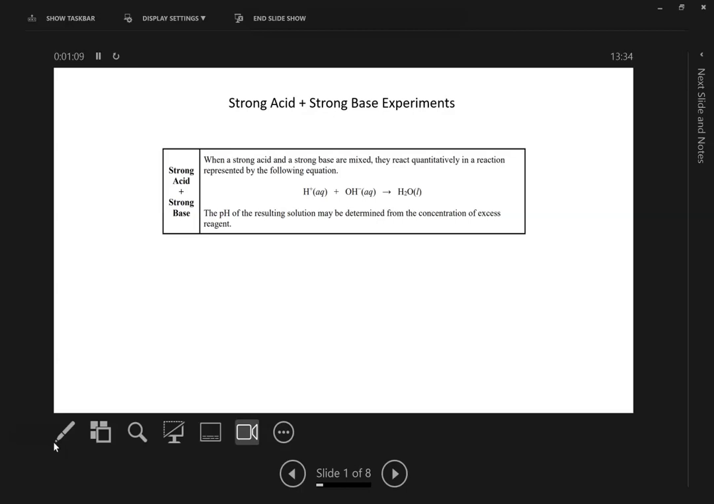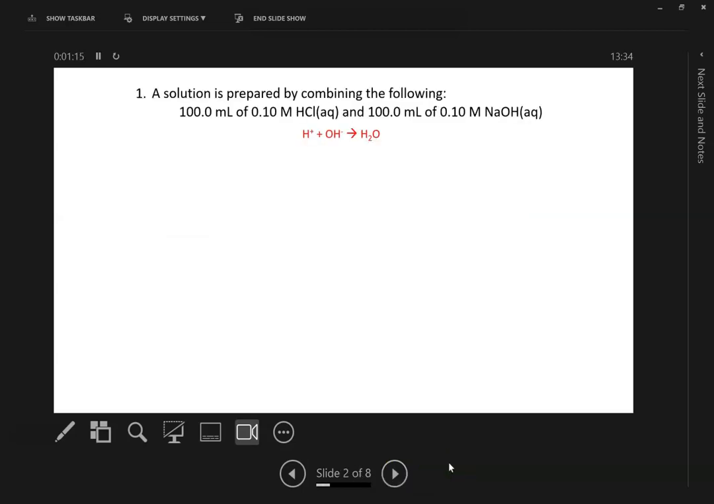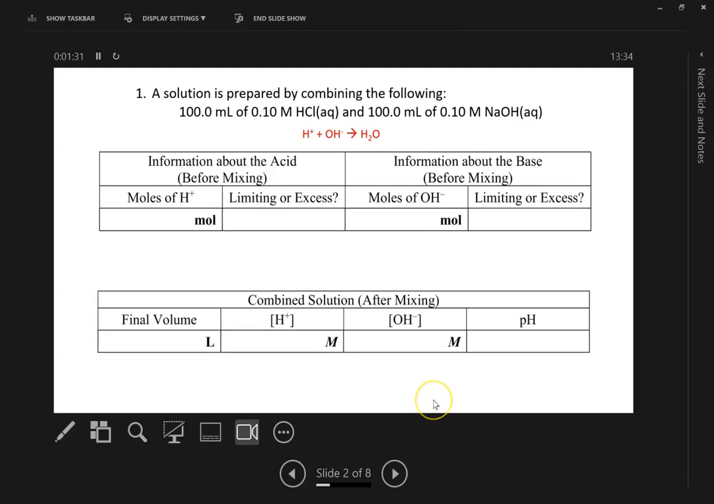Let's just take a look here at what we've got. First one, a solution is prepared by combining 100 milliliters of 0.1 molar HCl and 100 milliliters of 0.1 molar NaOH. And our reaction right there is in red. H plus and OH minus react to form water. And we've got a table.